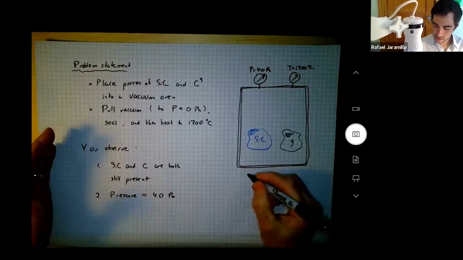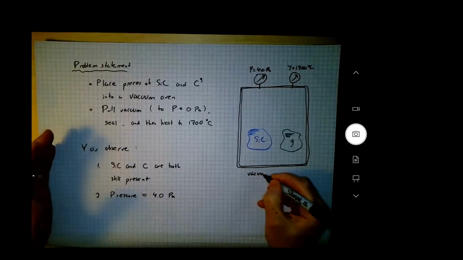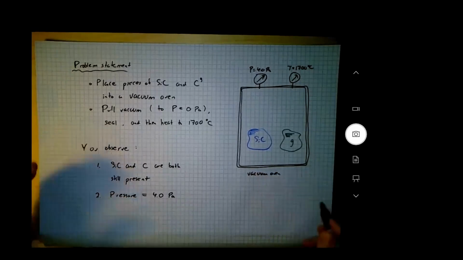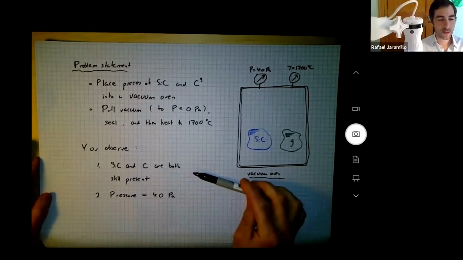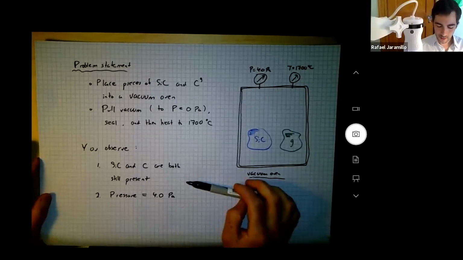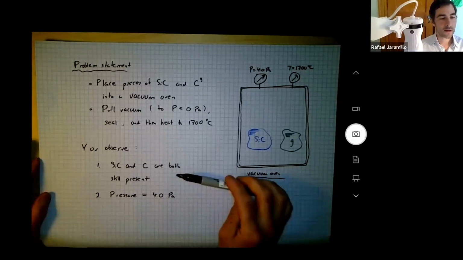Are there any questions about the problem statement? I haven't asked the question yet. This is a setup. Would somebody express this observation in thermodynamics language for me? What does this observation mean?